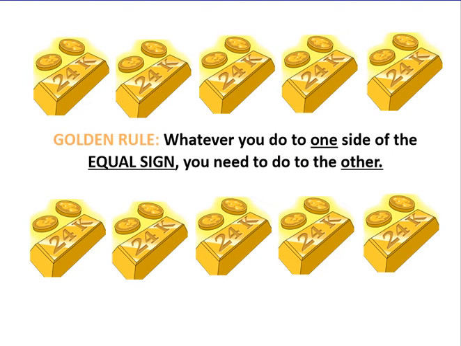All right, so one thing we need to keep in mind is this golden rule. Whatever we do to one side of the equal sign, we need to do to the other. It's sort of like the golden rule of friendship, like your parents tell you: treat others the way you want to be treated. We need to treat this side the same way that we treat this side. And again, you'll see what that means in just a second. And it has a lot to do with inverse operations.